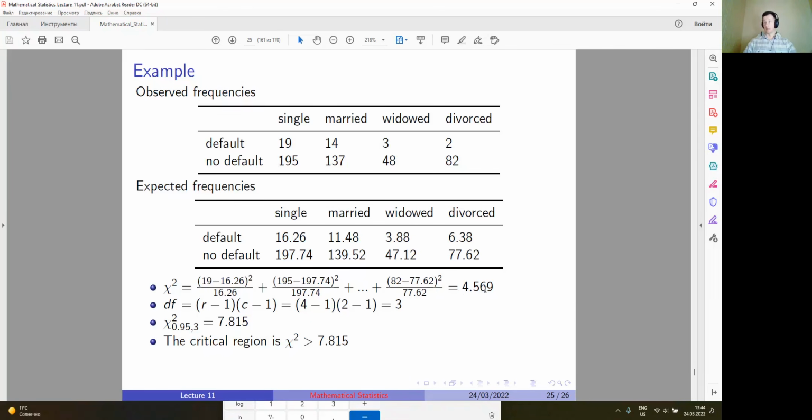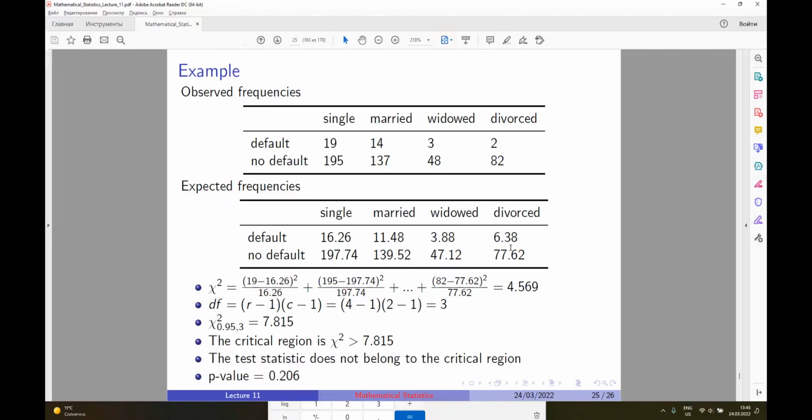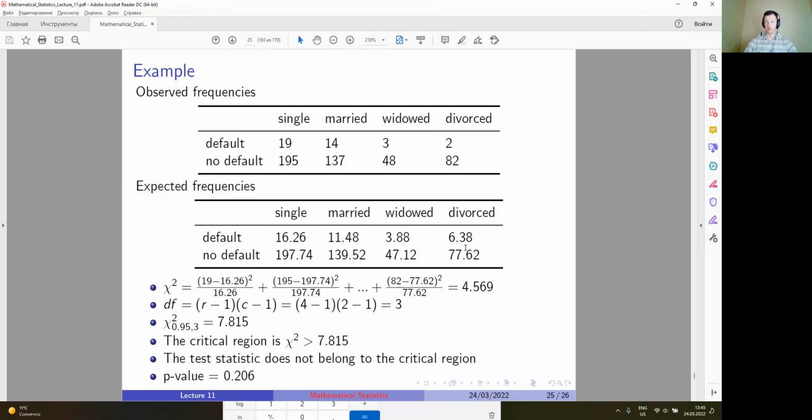We see that the test statistic does not belong to the critical region. Therefore, we don't have enough evidence to claim that the probability of default depends on the marital status. So the data does not have enough evidence in order to claim this.